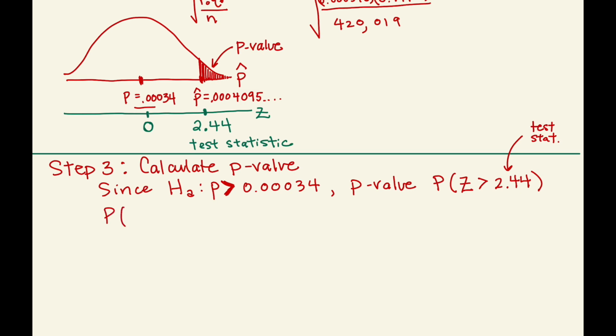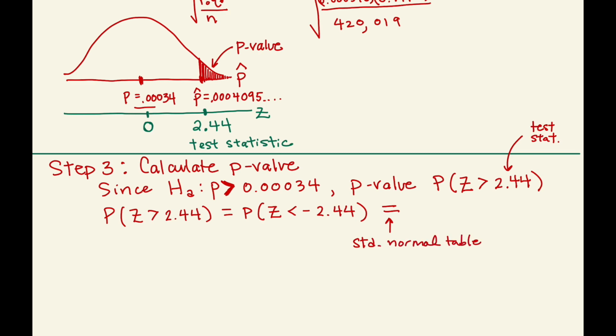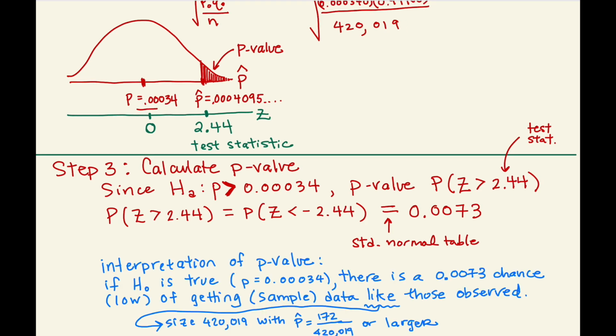So the probability that a standard normal variable is greater than 2.44, by symmetry, is the same as the probability that it will be less than negative 2.44. And if you look at the standard normal table, this area is 0.0073, or 73/10,000ths. So I just want to take a moment to interpret the p-value.